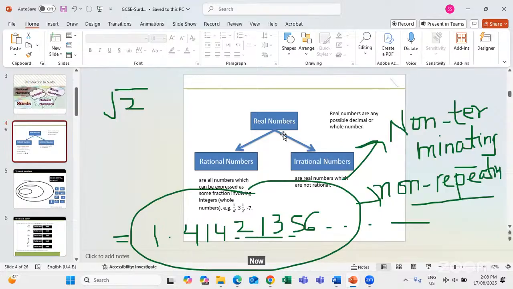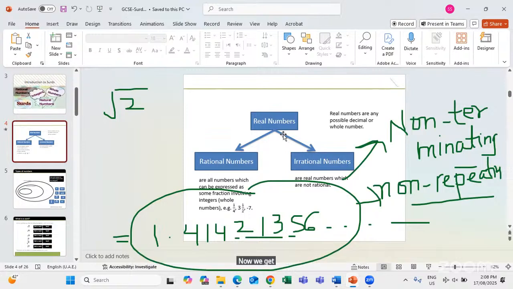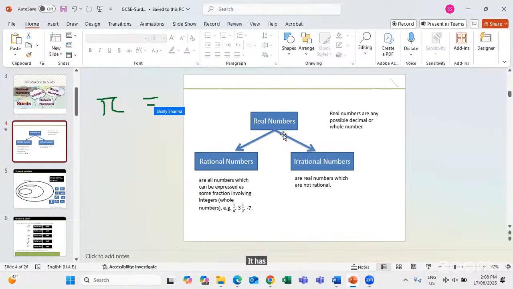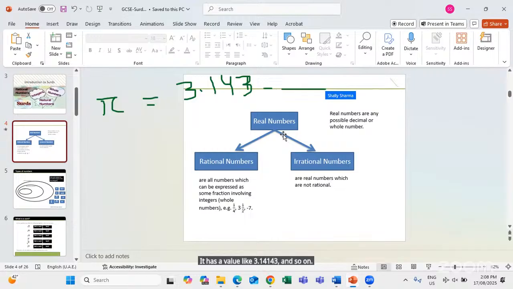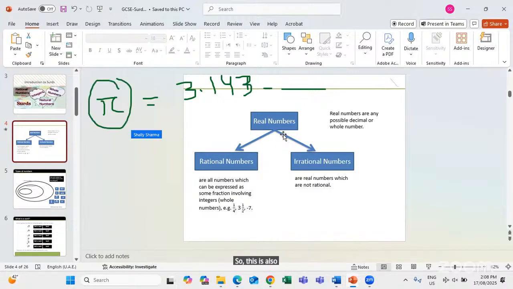Now we understood the concept of real numbers, whole numbers, rational numbers, irrational numbers, integers. Now we get the definition of surds. If you see, there is one letter, this is pi. It has a value like 3.14143 and so on. So this is also a non-terminating and non-repeating number. So this is also an irrational number.